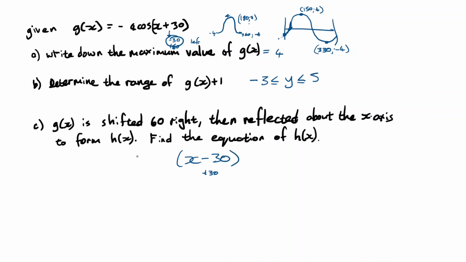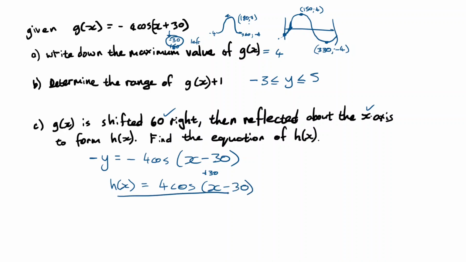And so the bracket for being 30 to the right would be x minus 30. And then if it's reflected about the x-axis, what changes if you reflect about the x? The y value changes. So I just put a minus there. So that's dealing with this and this. And then to make it in its final form, instead of y, I'll call it hx. And I'm dividing both sides by a negative. So it just becomes that. And there's your final graph.